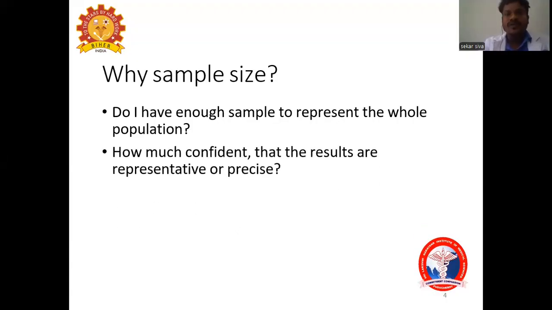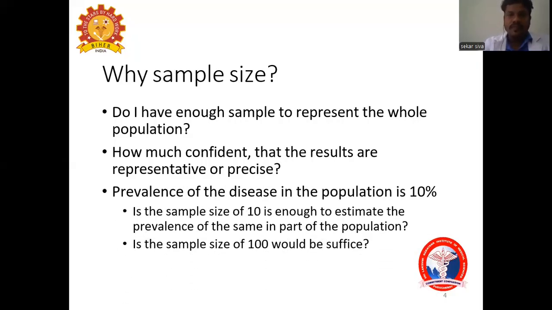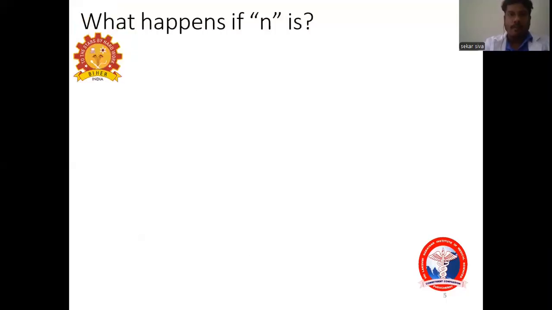And how confident are we that the results are representative or precise for the total population? Say the prevalence of the disease in the population is 10%. Is a sample size of 10 enough to estimate the prevalence in the population? Would a sample size of 100 suffice? What happens in the two conditions, if the sample size is very small and if the sample size is very large?